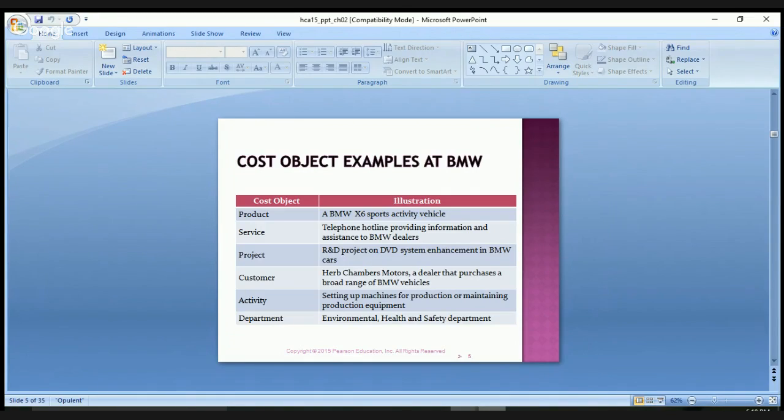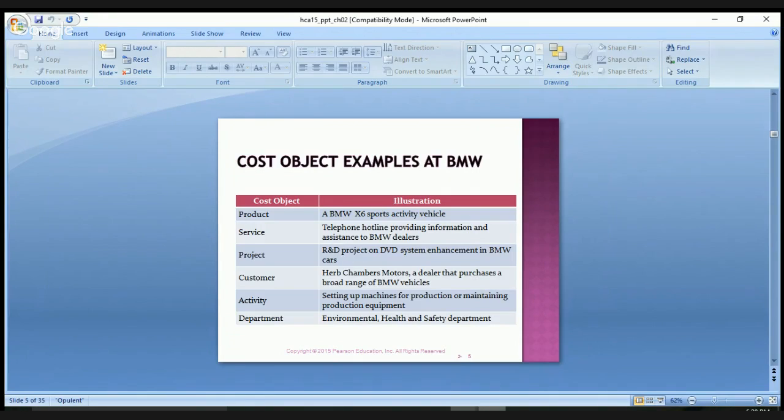It could be the customer. Remember, when you're dealing with BMW, who are their customers? Dealers. They're not the general public. For car manufacturers, the customer is the dealers, never the general public like you and me. So in this case, the customer cost object would be Herb Chambers Motors, a dealer that purchases a broad range of BMW vehicles. Each dealership would be one cost object.